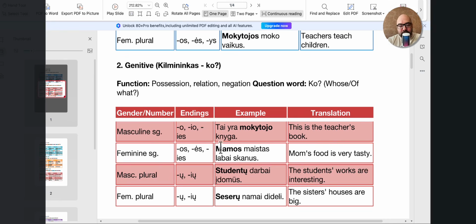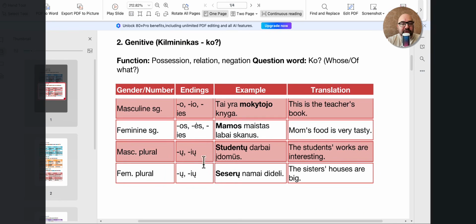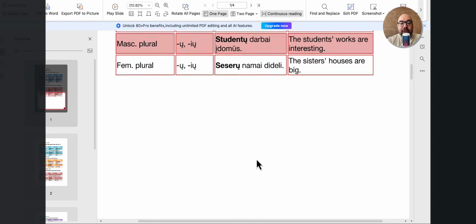We have feminine singular. Mamos maistas labai skanus. Mom's food is very tasty, right? Then we have studentų darbai įdomūs. Students' work is interesting. More or less, these are examples of possession, right? Seserų namai dideli. The sisters' houses are big. So you have these common endings over here as well.